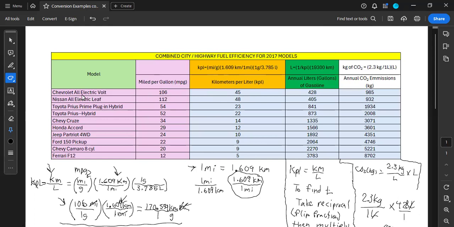All right, so let's pick the Chevrolet all electric Volt, right? And it says here that it has 106 miles per gallon, right? So we want to convert that to, what's it say here in the orange, kilometers per liter, right? So how do we do that? Since we're converting both units, if you take a look down here, you see that MPG, miles per gallon, is actually miles over gallons, right? So we have 106 miles over 1 gallon. We want to end up with kilometers per liter, which is kilometers over liters.